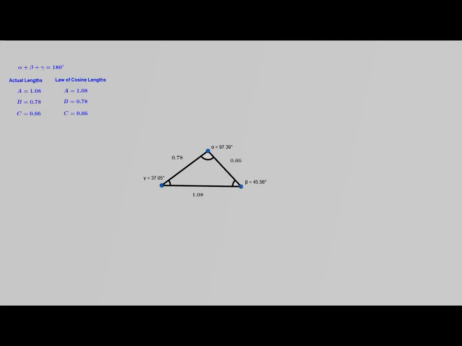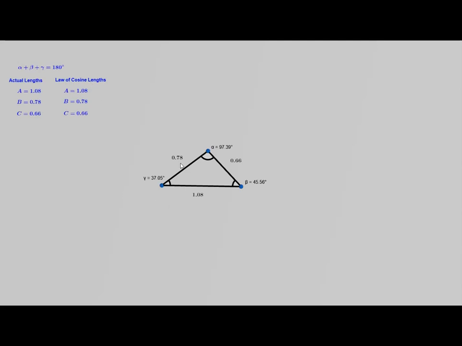So let's see what that looks like. What I've got here is the values of the lengths of the sides as they're actually measured in the diagram. You see A, B, and C listed over here. These are the actual measured lengths, and then these values are calculated using the law of cosines.